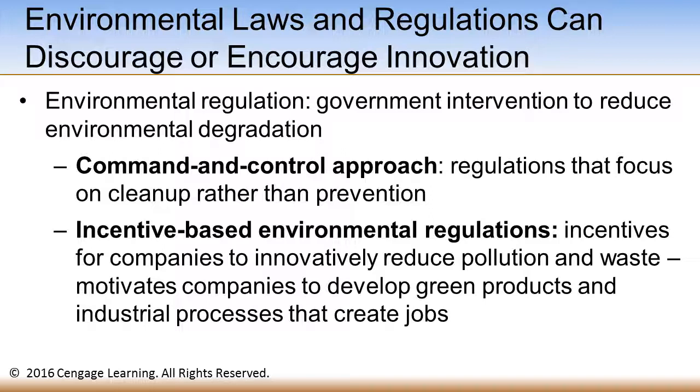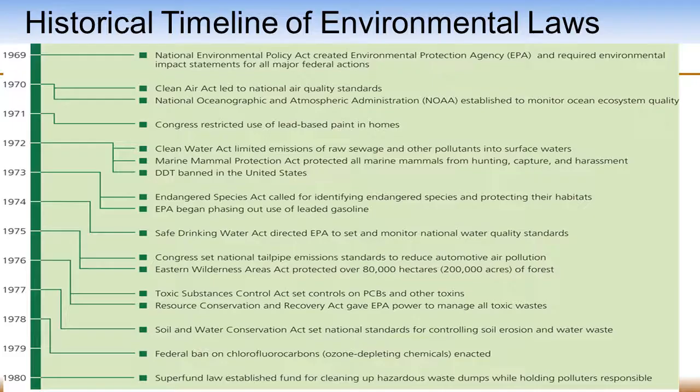There are also incentive-based environmental regulations for companies to innovatively reduce their pollution and the waste that they generate. These types of regulations motivate companies to develop green products and industrial processes that help minimize environmental degradation and also help create jobs. Both these types of approach occur here in the United States, command and control as well as incentive-based.